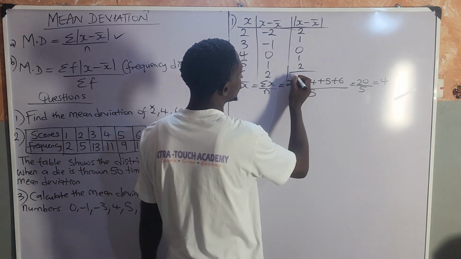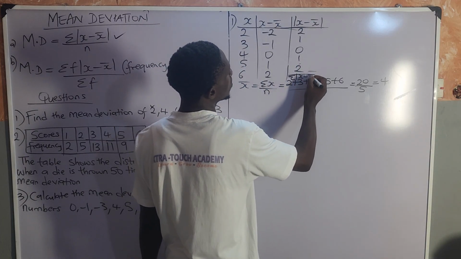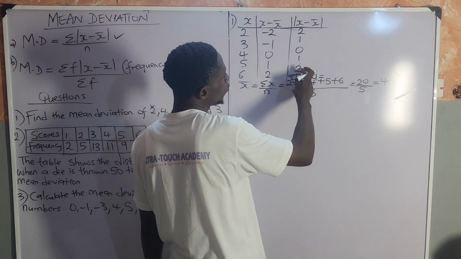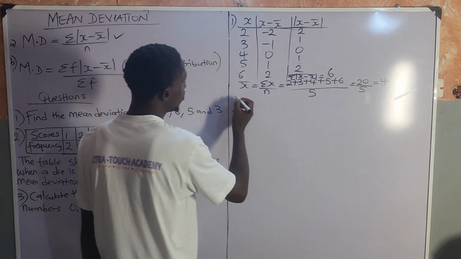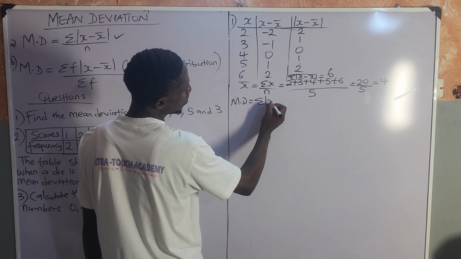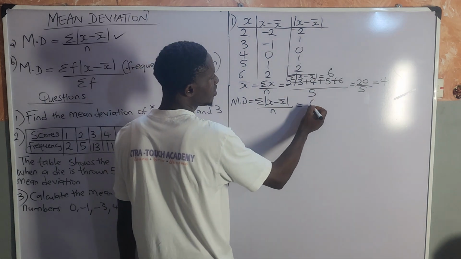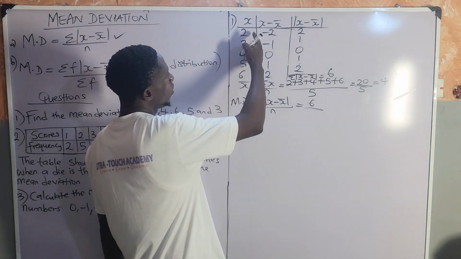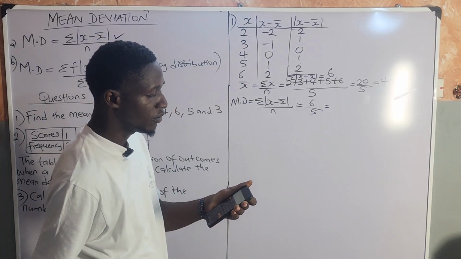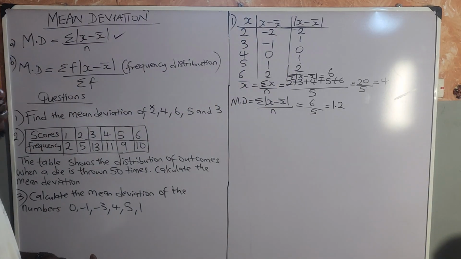So let's get the summation. The summation of the absolute value of x minus x bar is equal to 2 plus 1 is 3, 3 plus 1 is 4, 4 plus 2 is 6. So our mean deviation is equal to the summation of the absolute value of x minus x bar over n, which is 6 over, how many numbers are here? 1, 2, 3, 4, 5. So we have 6 divided by 5, which should give us 1.2. So the mean deviation of the first one is 1.2.